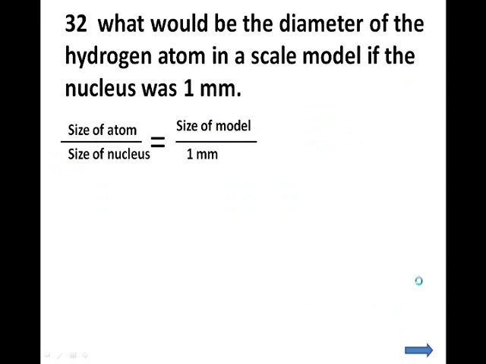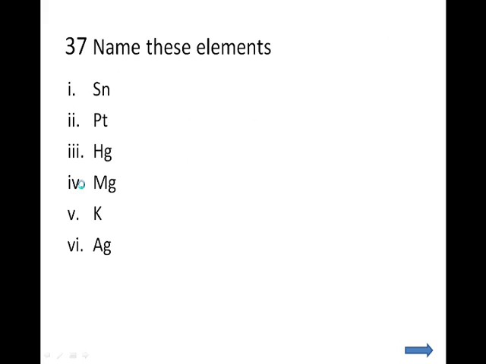Number 32, what would be the diameter of the hydrogen atom in a scale model if the nucleus was 1 millimeter? Set up a ratio and proportion like this. So the thing you're going to have to do is decide what these two numbers are. What is the size of an atom? What is the size of a nucleus? Do some research. You're going to find various numbers, and so your answer may be within a range. So I encourage you to go work on that by doing some research on the internet.